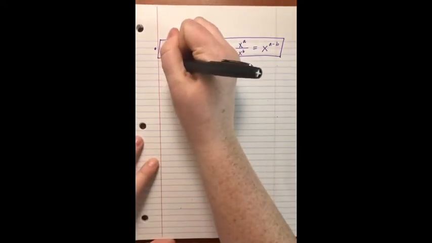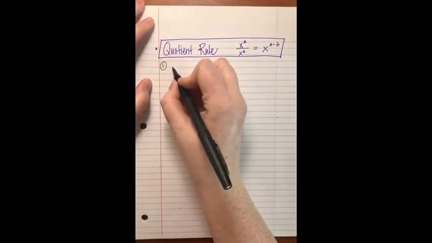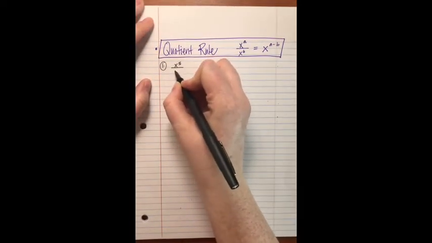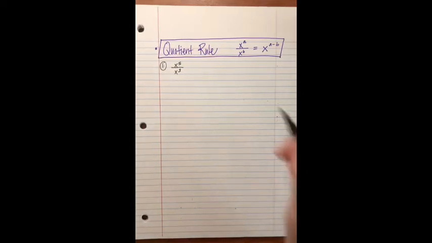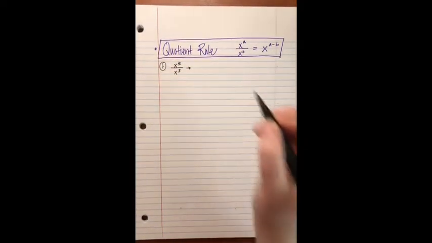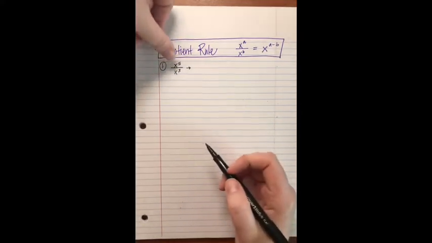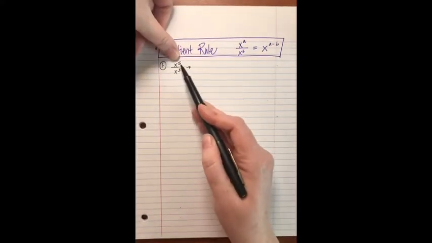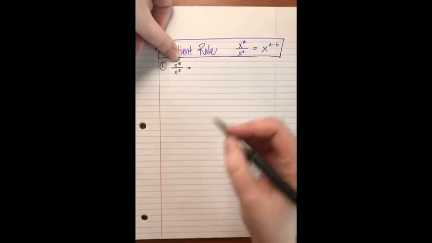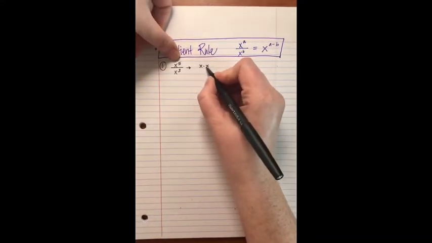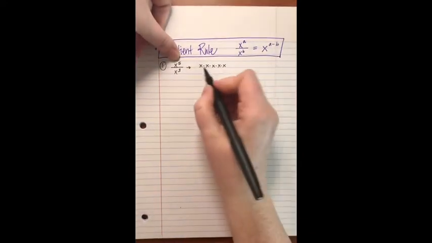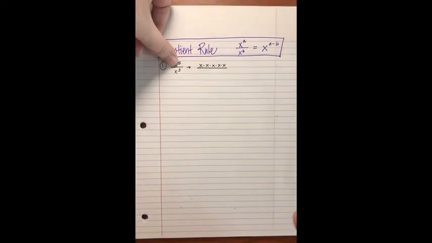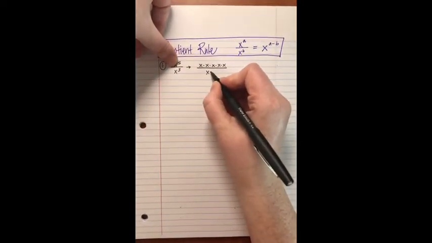Okay, here's some examples. So I have x to the 5th over x to the 3rd. X to the 5th divided by x to the 3rd. Now let's actually expand this out so we can kind of see it visually. X to the 5th power, how many x's are being multiplied there? There's 5 x's being multiplied. Denominator is x cubed, or x to the 3rd, has 3 x's being multiplied.